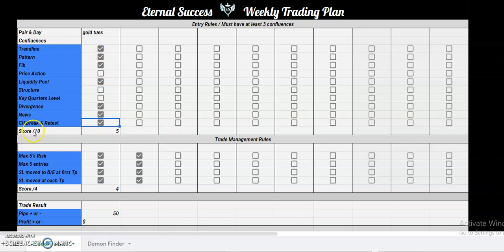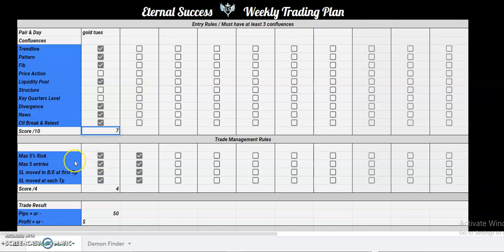Then you score each trade out of 10. For example, for this trade, we've got 1, 2, 3, 4, 5, 6, 7 out of 10. And then all your trades, you score them out of 10. Then you're going to see patterns, such as all of your trades under, for example, 3 confluences probably lose. So you're going to stick to these data-informed patterns.